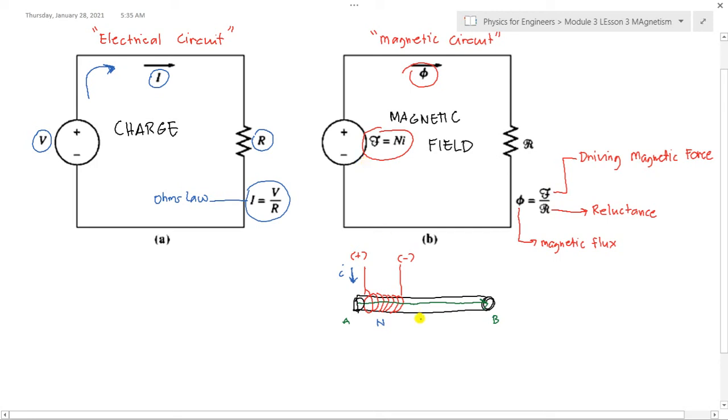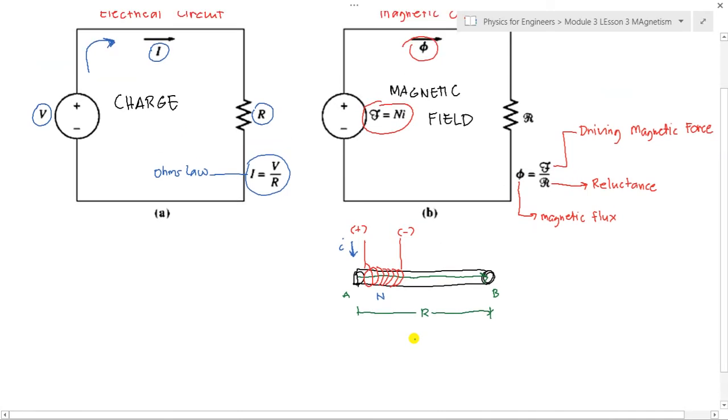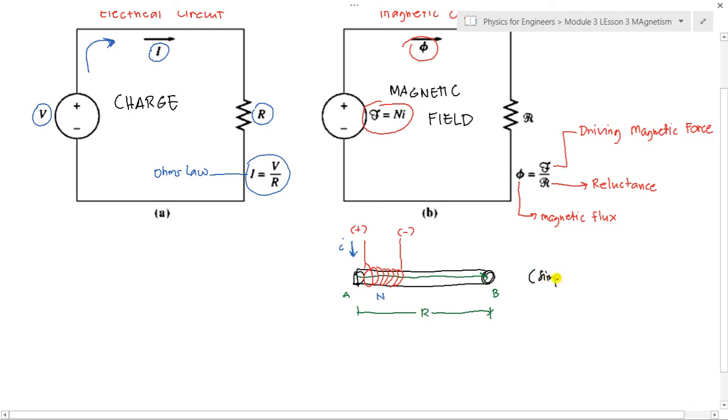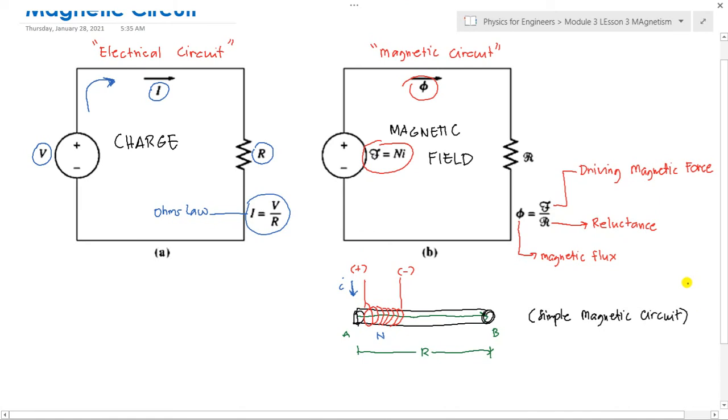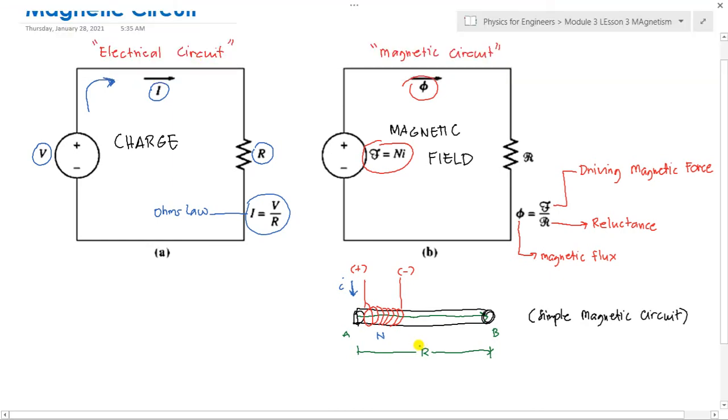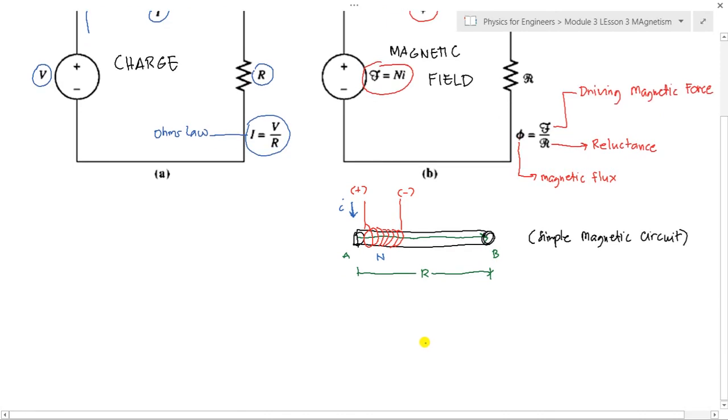So, this is phi. And of course, this iron core has its own reluctance. Now, what does series or parallel mean? Well, it is just like in an electrical circuit. So again, this is the representation of a simple magnetic circuit. What I placed here is the reluctance. This is not the length. This is just the representation of the reluctance of this core. We will quantify the reluctance later. So this is the representation of a simple magnetic circuit.